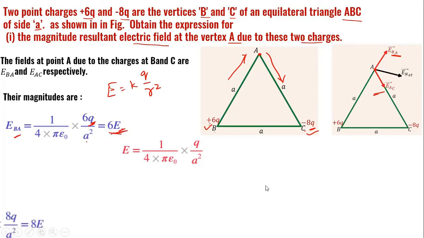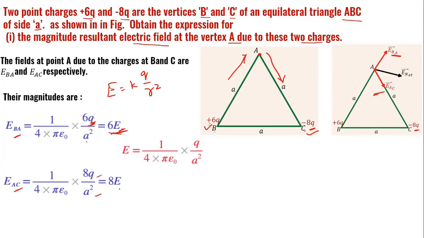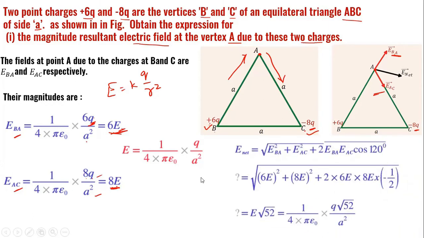Next we want to find EAC. EAC is due to the minus 8q charge. So here we put the magnitude 8q upon a square, which comes out to be 8E, where E is equal to 1 upon 4 pi epsilon naught, q by a square. So 8 into E gives EAC. Here we are not putting the sign of the negative charge, we are keeping only the magnitude. Now let us see what the net electric field will be.